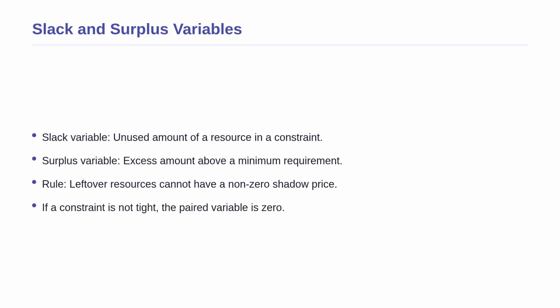Building on that visual intuition, let us define our terms technically before we see the formula. A slack variable represents the unused amount of a resource in a less than or equal to constraint. A surplus variable represents the excess amount above a minimum requirement in a greater than or equal to constraint. The core rule of complementary slackness is simple but absolute. You cannot simultaneously have leftover resources and a non-zero economic value, or shadow price, for that exact same resource. If a constraint is not perfectly tight, the paired variable in the opposite problem is forced to be zero.